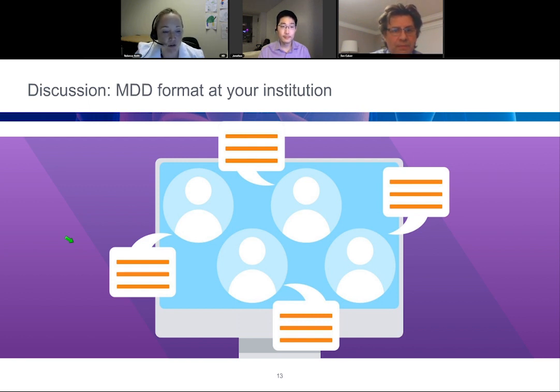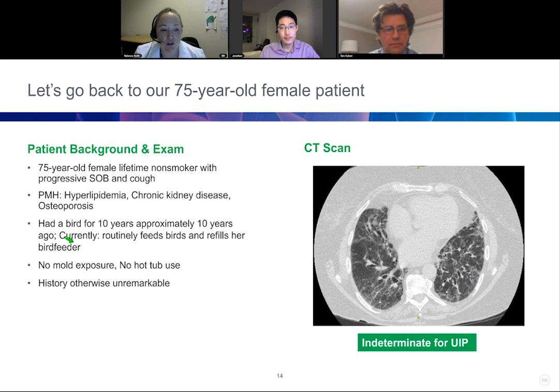Okay. Let's move on to discuss the end of our case. So just to recap, this is a 75-year-old woman, a lifelong non-smoker, with progressive shortness of breath. She did have a bird. She also worked with ceramics, and we still have a CT that's indeterminate, so we do not have a diagnosis as of yet.